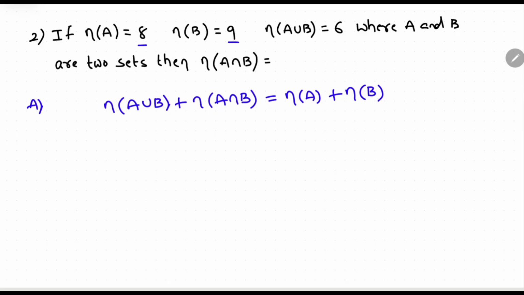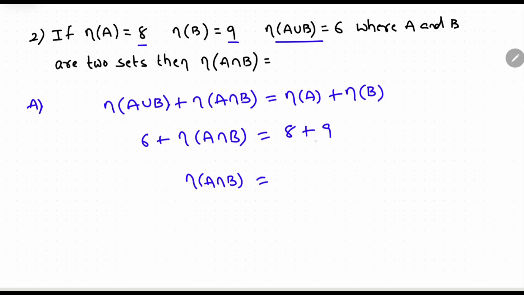Okay. So we are having A union B 6 plus we have to find the intersection equals to what is the n of A? 8 plus n of B 9. Therefore n of A intersection B equals 8 plus 9, 17. Okay, on transposing, A intersection B equals 17 minus 6, okay, 11.